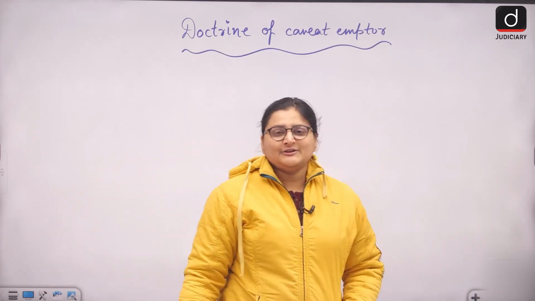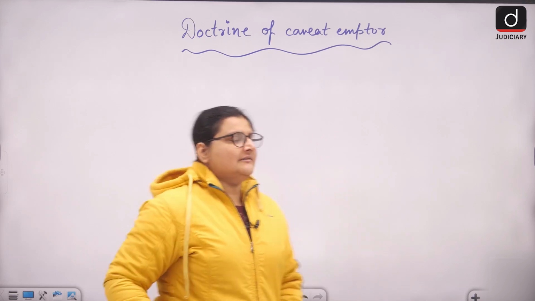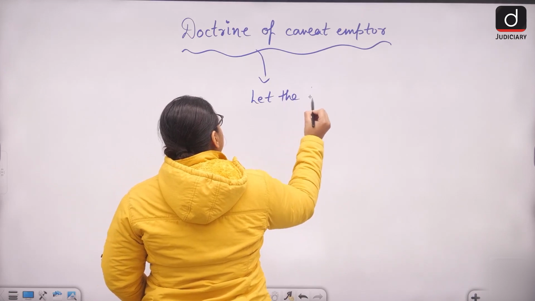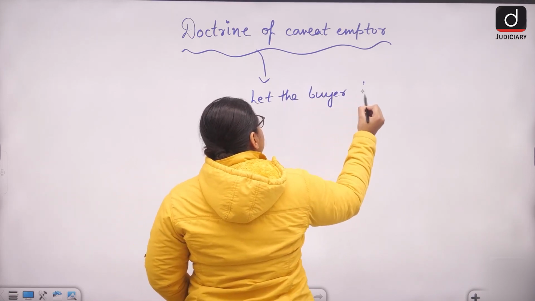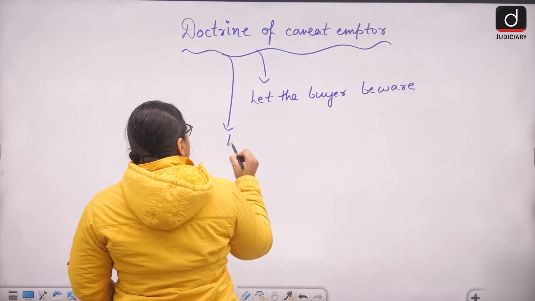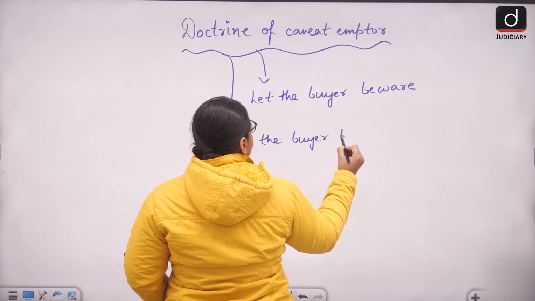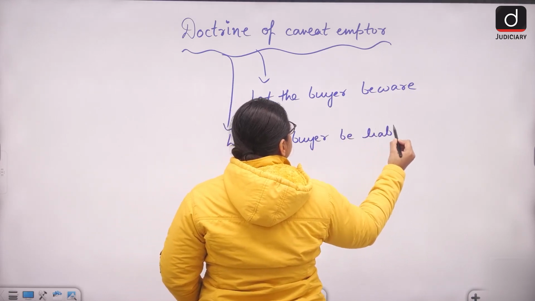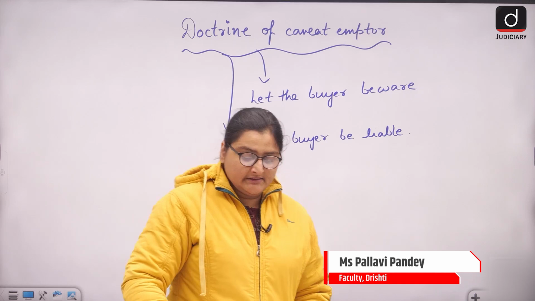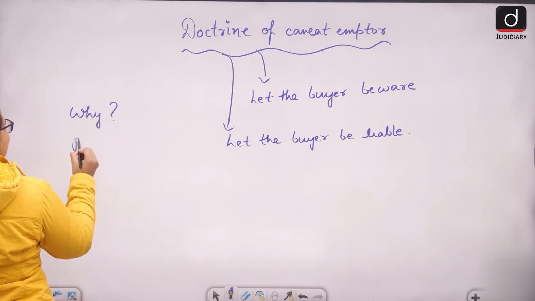We are going to see the doctrine of caveat emptor. Emptor means let the buyer beware, let the buyer be liable. Now we are going to see why the buyer is to be made liable.